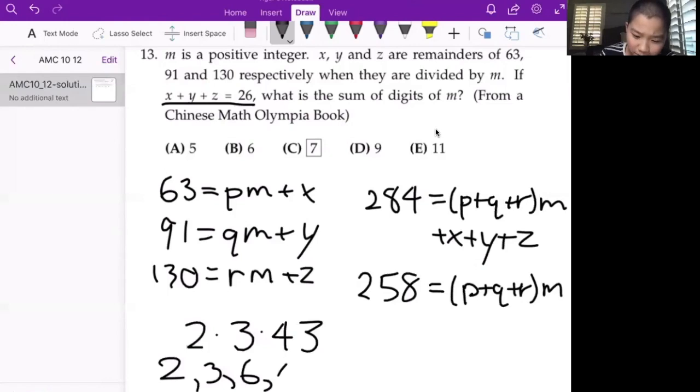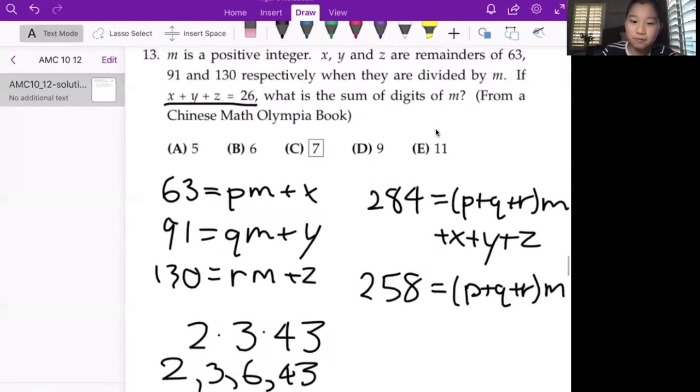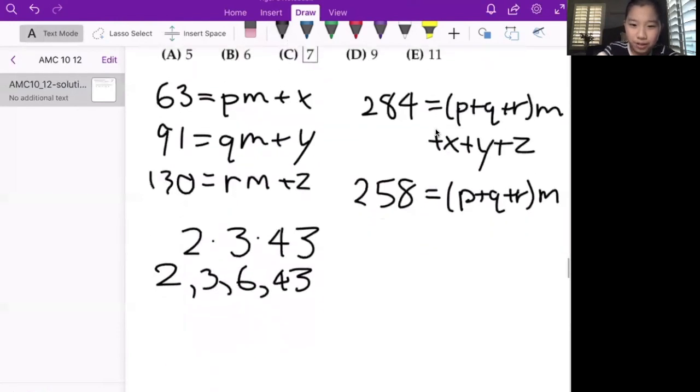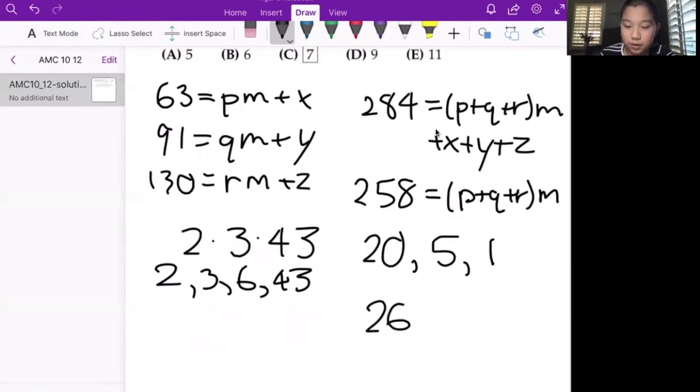But how about 43? Let's try 43. So 63 divided by 43 has a remainder of 20. 91 divided by 43 has a remainder of 5. And 130 divided by 43 has a remainder of 1. So then you add that up, you get 26. So the answer is 43.